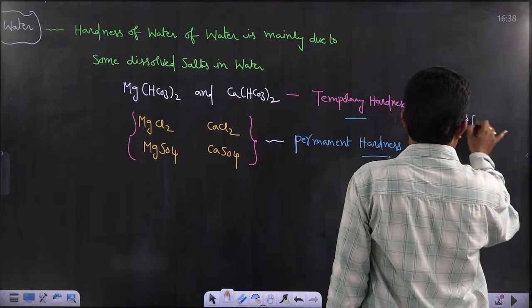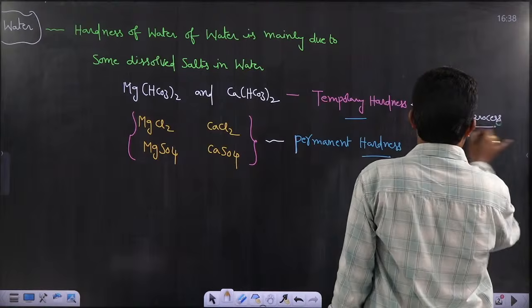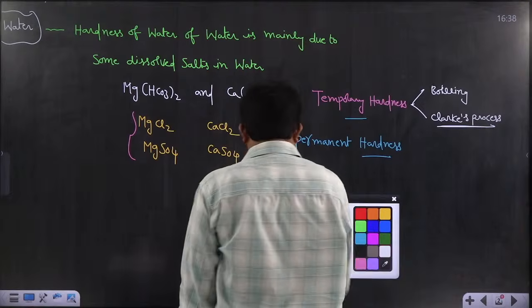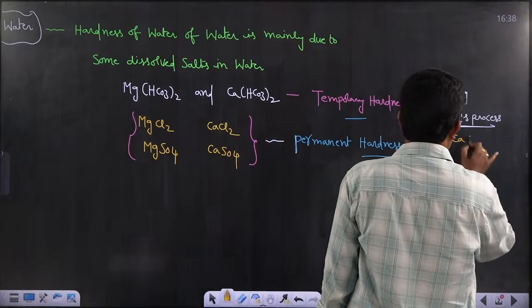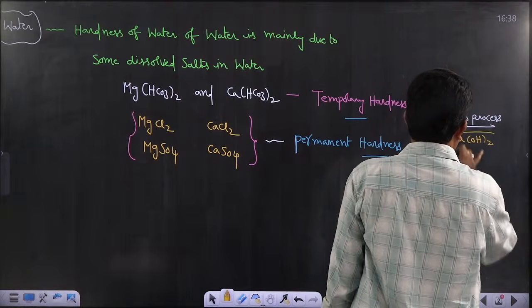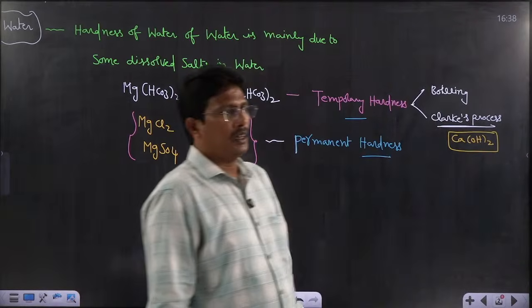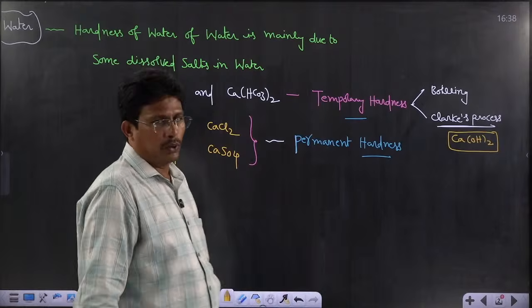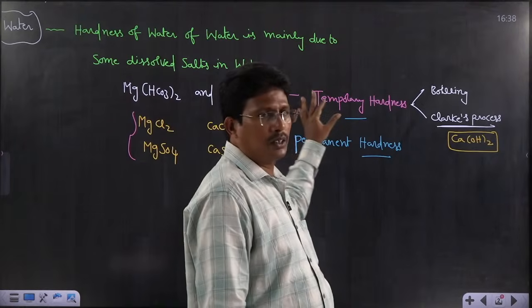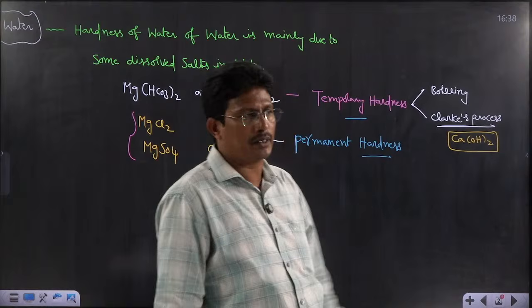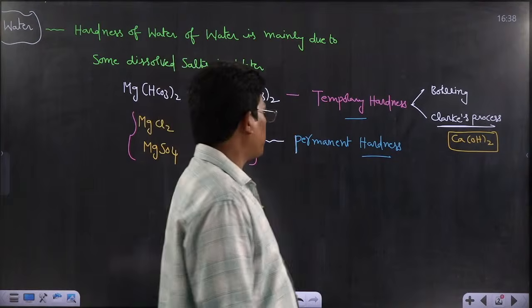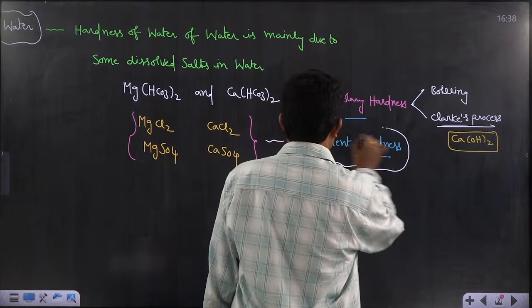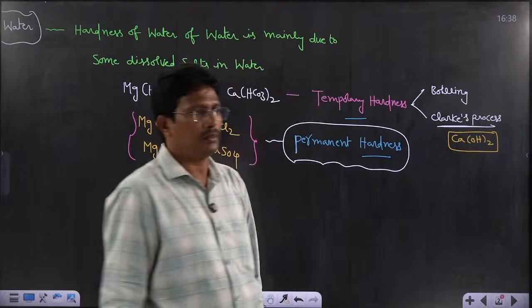Clark's process. In this process also, hard water is boiled. Before boiling hard water, little amount of calcium hydroxide is added. In Clark's process, little amount of calcium hydroxide is added to hot water and boiled. During boiling, the bicarbonates convert into carbonates. In the precipitate form, they are removed by filtration. What about permanent hardness?